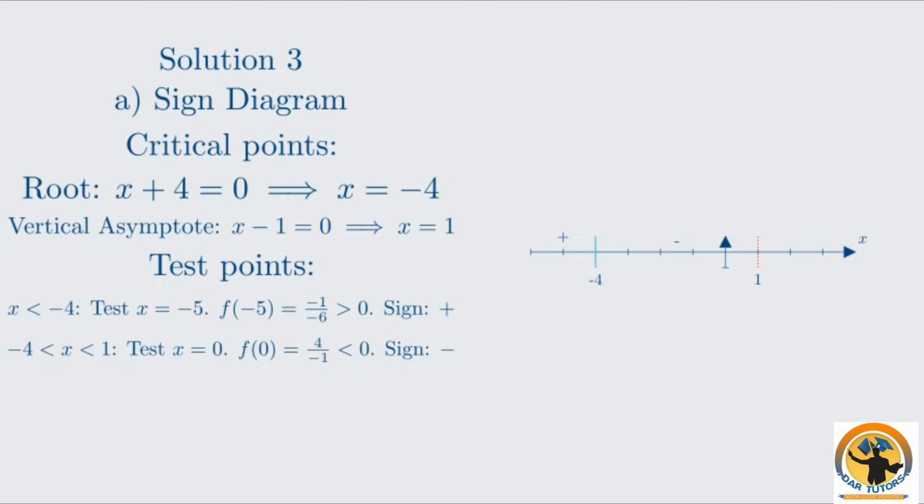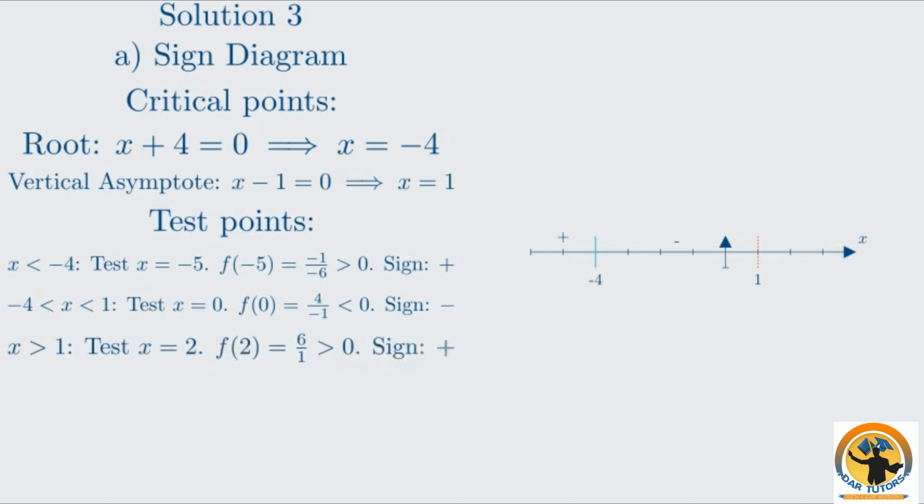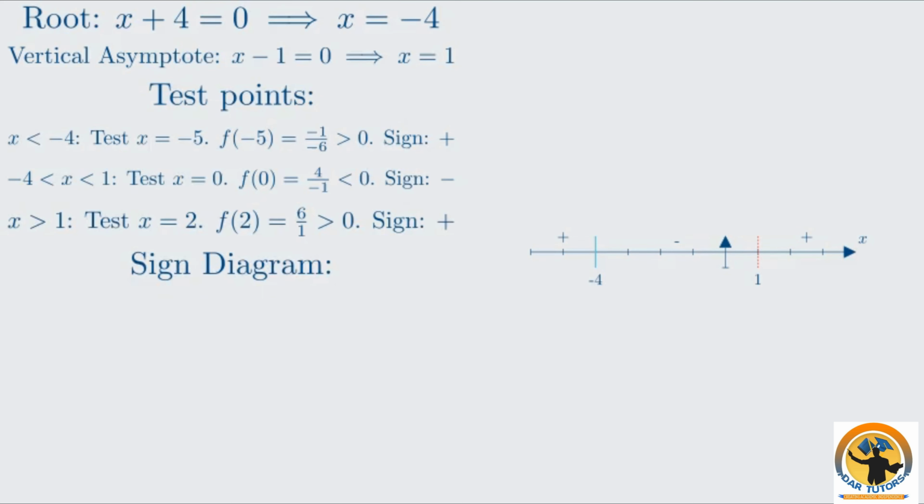Positive divided by negative is negative. For x greater than 1, we test x equals 2. The numerator is positive, the denominator is positive. Positive divided by positive is positive. Our final sign diagram is positive for x less than -4, negative for -4 < x < 1, and positive for x > 1.